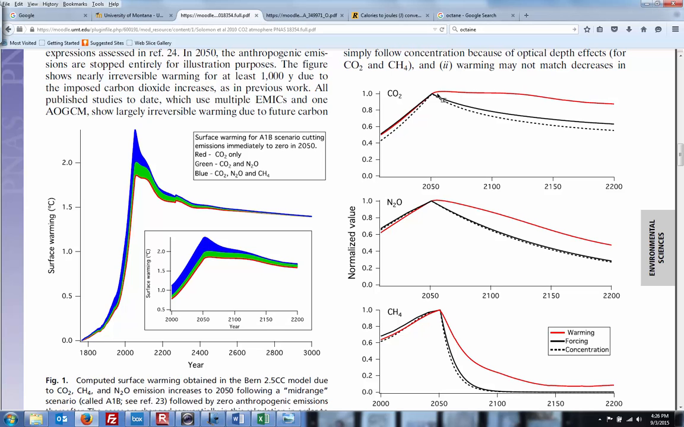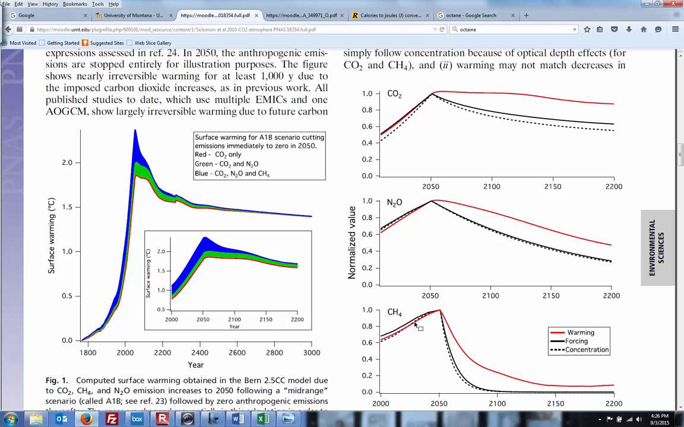Chances are there's going to be some kind of engineering solution to it, but this is kind of nature doing its thing. The other take home here is that other gases, like nitric oxide, have a shorter half-life in the atmosphere than CO2 does. It's also showing that methane has an even shorter half-life as well.